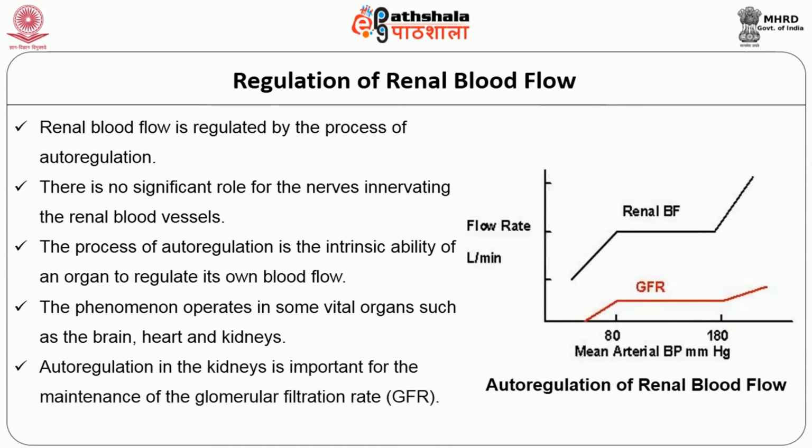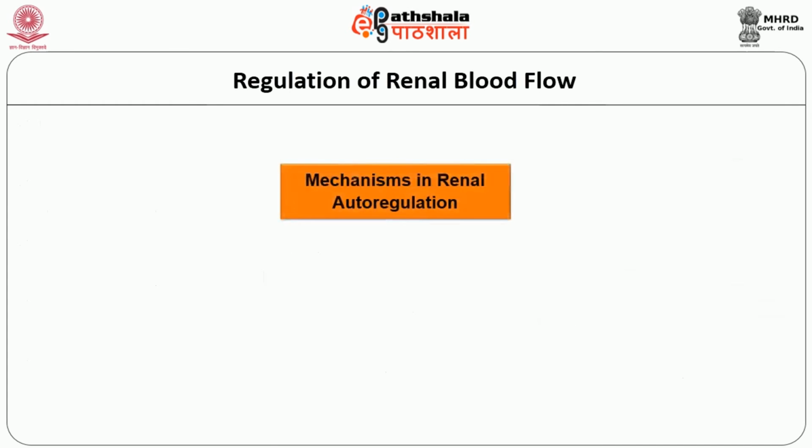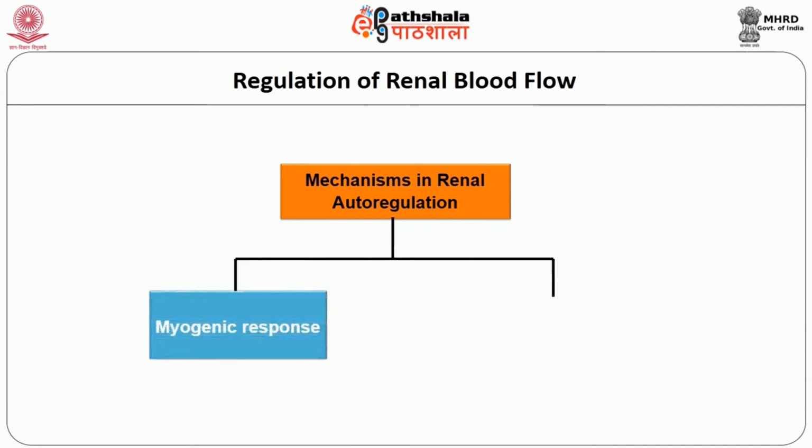Autoregulation in the kidneys is important for the maintenance of the glomerular filtration rate. Thus, renal blood flow is normal even when the mean arterial blood pressure varies between 60 and 180 millimeters of mercury. This helps to maintain normal GFR. As you can see from the figure, the glomerular filtration rate is directly related to the volume of renal blood flow. 2 mechanisms are involved in renal autoregulation, namely myogenic response and tubuloglomerular feedback.